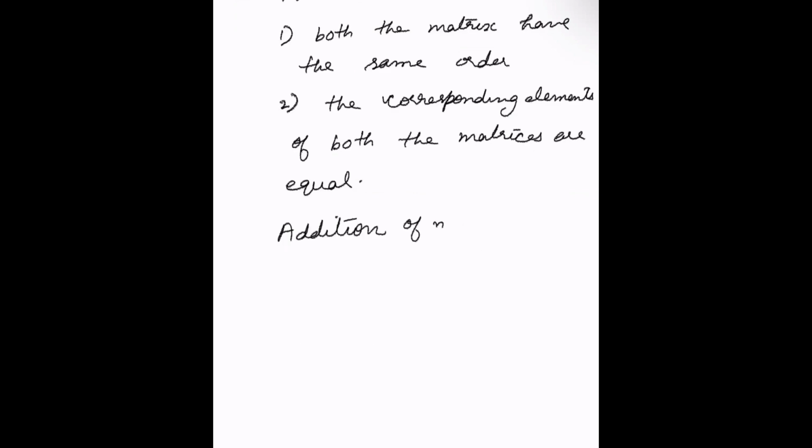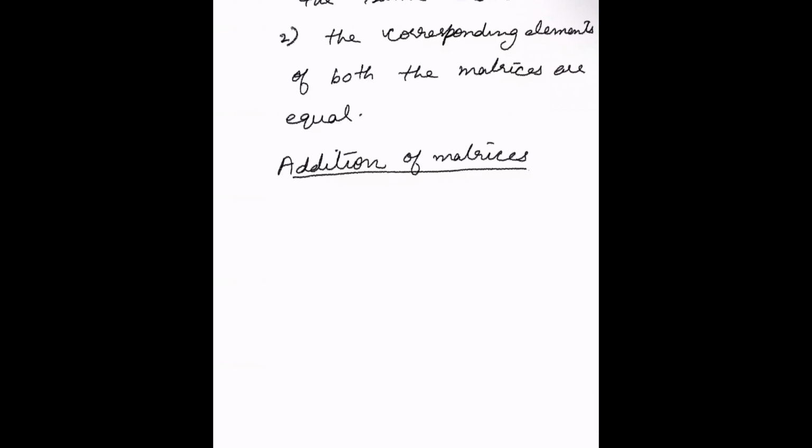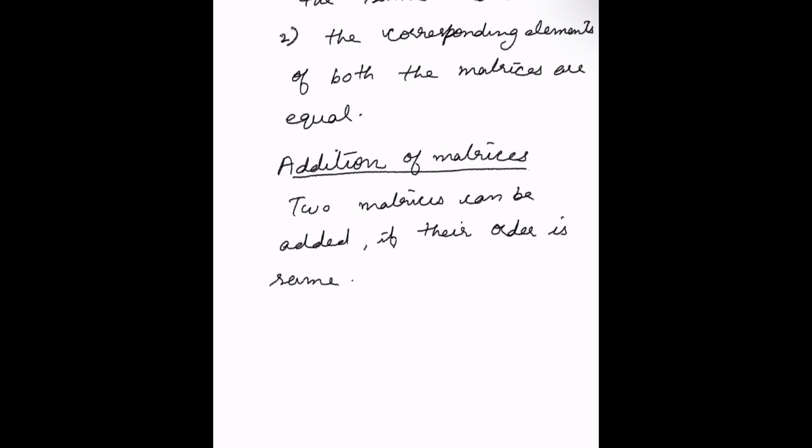Addition of matrices. This is a very important section. If you want to perform addition, if you want to add two matrices, then the order has to be same. So that is the first condition. You can write that two matrices can be added if their order is same, or if both the matrices are having the same order.